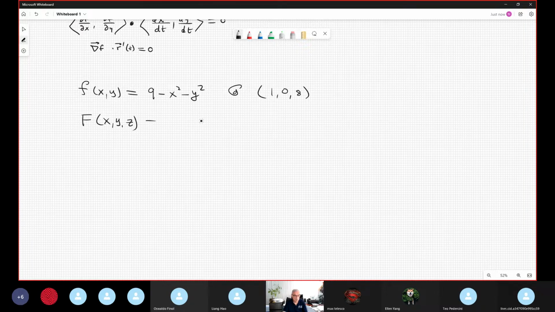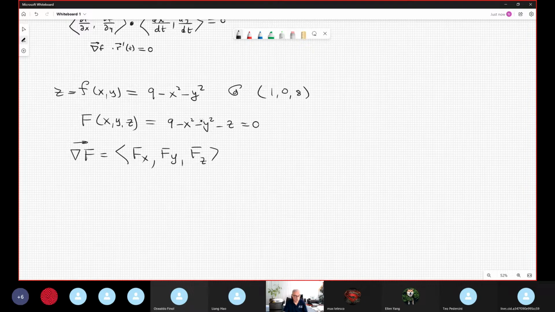Include c, because you suppose that this is c. Then it's 9 minus x squared minus y squared minus c equals 0. Okay, ready. And now compute the gradient. The gradient in 3D is the partial derivative of the implicit function with respect to x, with respect to y, and with respect to c.